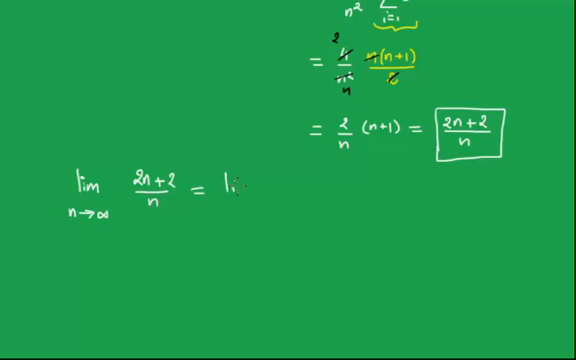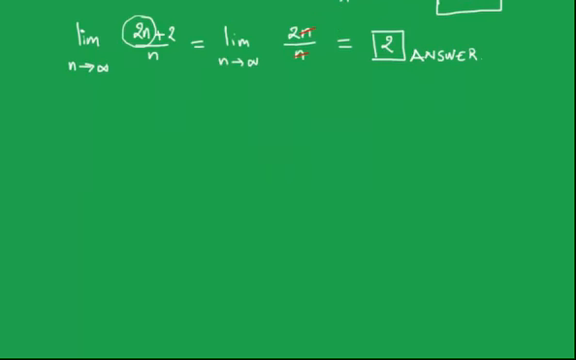So this is equal to the limit as n approaches infinity. You take the expression that has n with the highest exponent. On top here is 2n, and on the bottom is n. And you can see that you can cancel out the n, and at the end of the day you're left with 2. So this is the final answer. That's the limit that we're looking for.